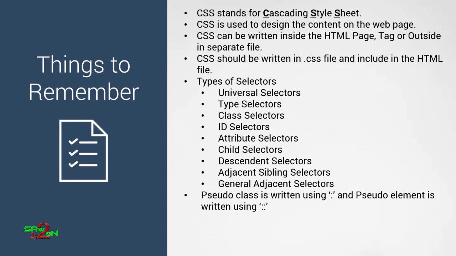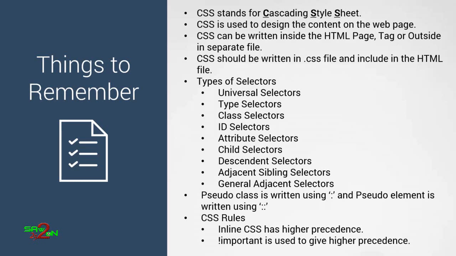Then we looked at pseudo classes, which are written using a colon, and pseudo elements, which are written using double colons. On the CSS rules, we saw two important rules. First, inline CSS has the higher precedence. So anything that you write on the tag will get the higher precedence. If you manually want to emphasize that some rule has higher precedence, then you use something called exclamation mark important.